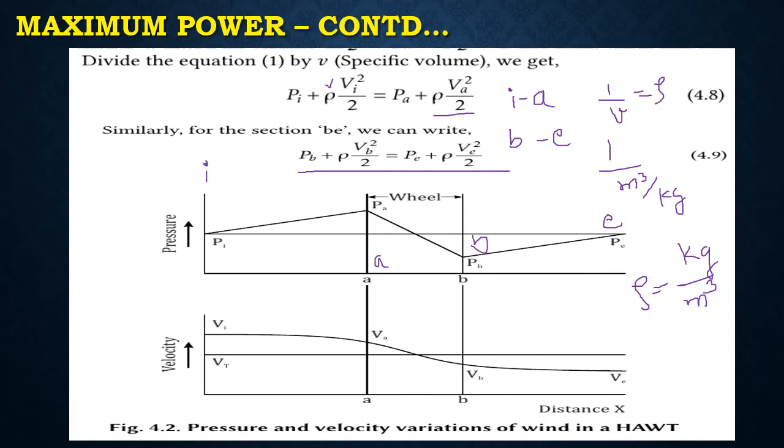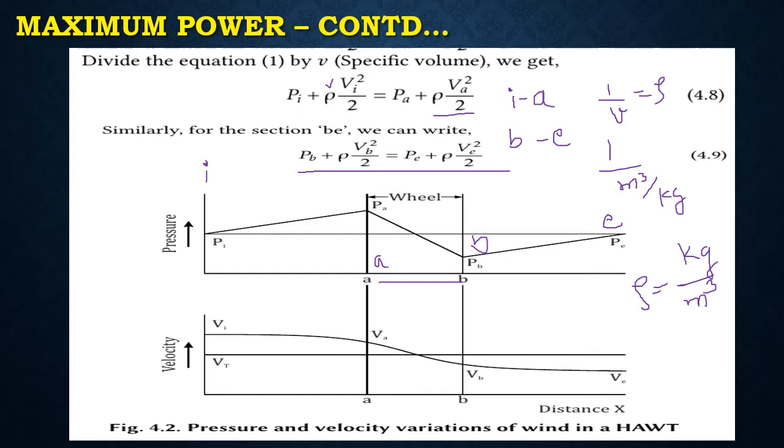Now the variations of pressure and velocity are given in the following figure. You see that the pressure from I to A increases, because A to B is the portion where the wheel is there. So before the wheel the pressure increases, and while passing across the wheel from A to B, in this region the pressure drastically drops. That pressure is converted into velocity, and from B to E it gradually gains again, and this is the atmospheric pressure, that is, Pi and Pe are equal to the atmospheric pressure. Atmospheric pressure is attained after some length from the rotor.